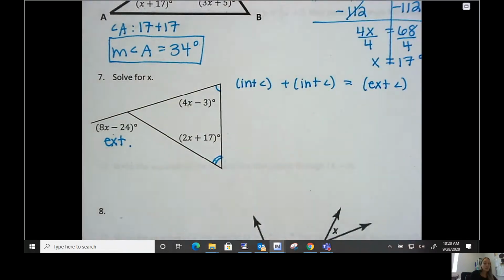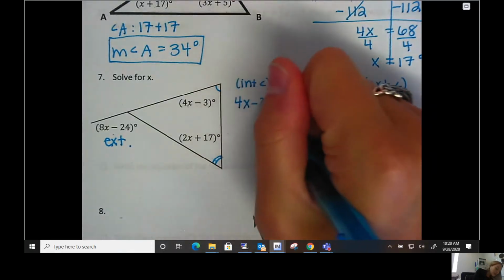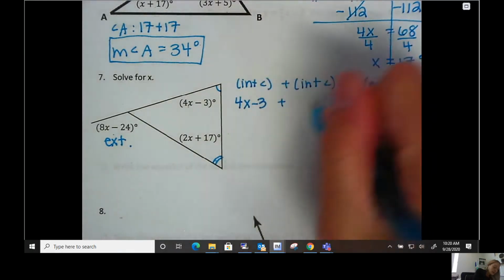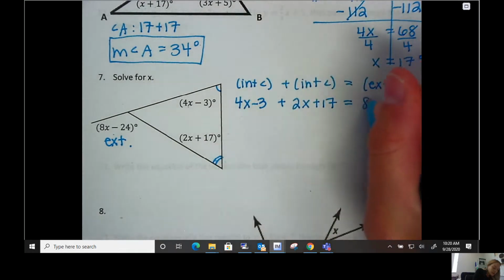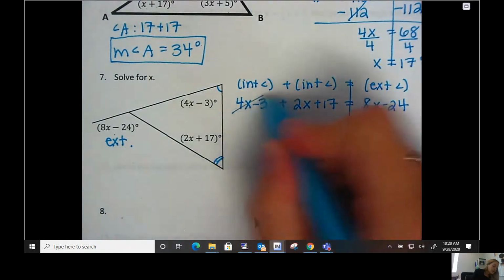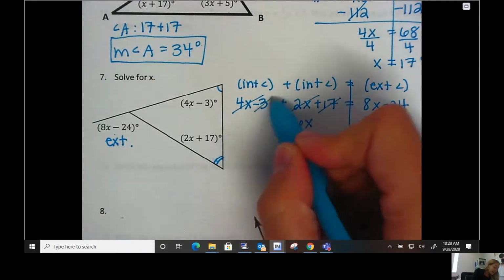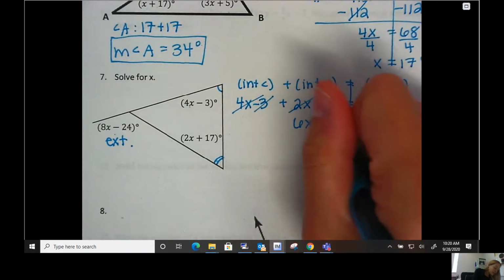So it's just going to be an equation. I'm going to solve it for x. So my first interior angle is 4x minus 3. My second interior angle is 2x plus 17, and that should equal 8x minus 24. Now it's algebra. I'm going to combine some like terms. 4x and 2x gives me 6x. 17 and negative 3 gives me 14.